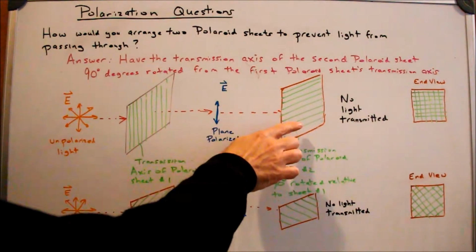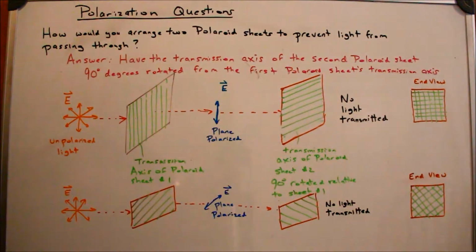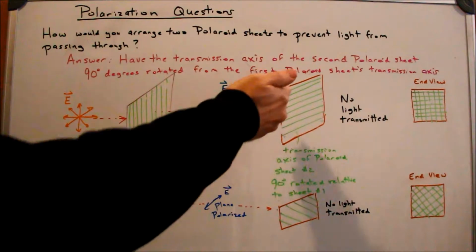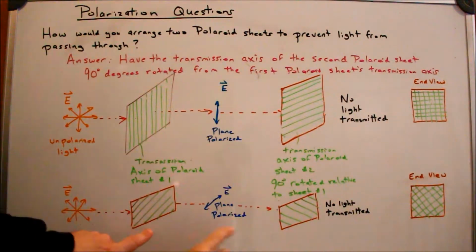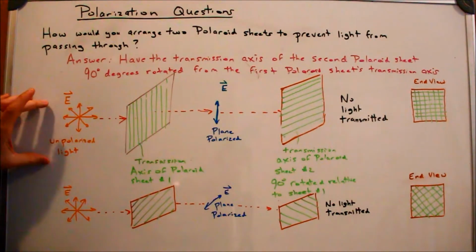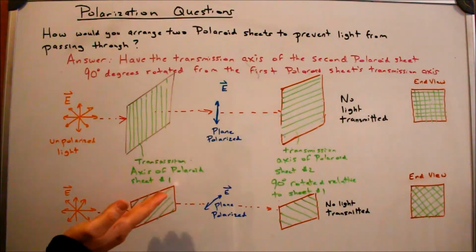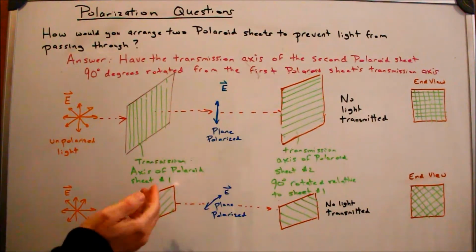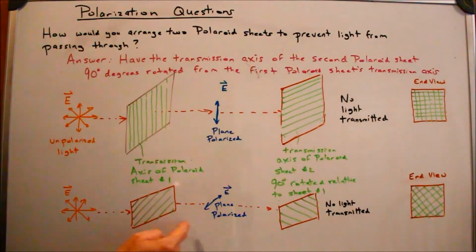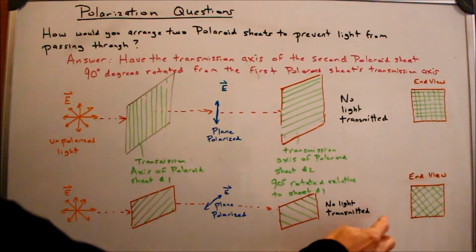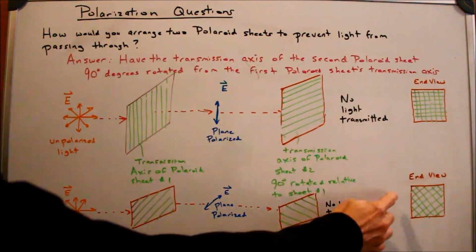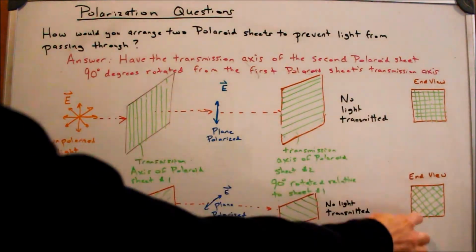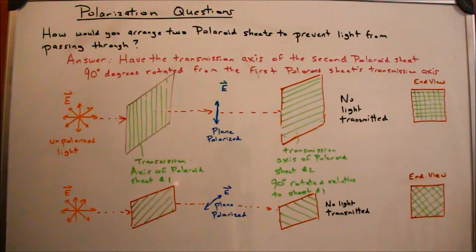If I have the next one 90 degrees, nothing goes through relative to it. There's nothing special about that axis. It could be any orientation, with these two being 90 degrees apart. So here, once again, I've got unpolarized light over here. This one comes out plane polarized in the same plane as the transmission axis of the first sheet. It goes to the second, which is 90 degrees from that, and no light is transmitted. So from the end view, you can see, as long as these are two Polaroid sheets 90 degrees relative to each other, no light gets transmitted through the pair of them.